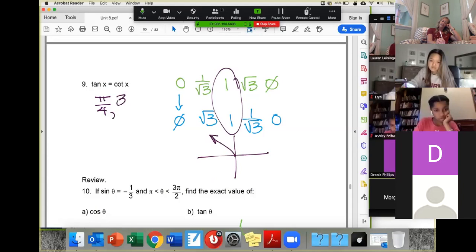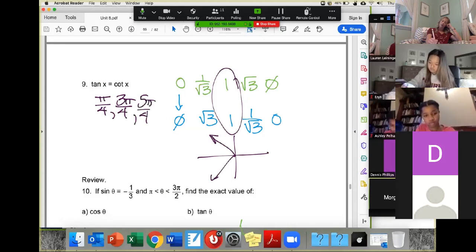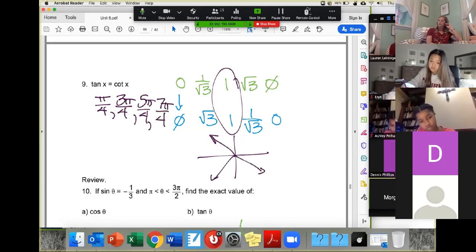I'm getting such dead silence because I'm saying stuff wrong. And then in quadrant 3, they'll both be positive again, which will be 5 pi over 4. And in quadrant 4, they'll both be negative again. So 7 pi over 4. So there'll technically be 4 answers to that.